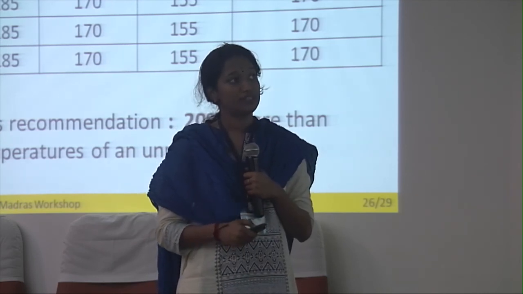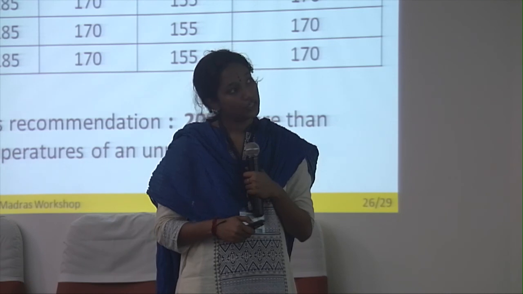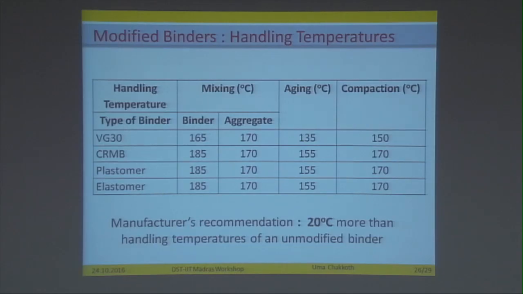AASHTO R30 specifies short-term aging for mixtures, which is essentially keeping the mixture after mixing in an oven at 135 degrees Celsius for 3.5 hours, after which it was raised to the compaction temperature which we got using the equiviscous concept. We allowed the mixture to stay at 150 degrees Celsius in an oven for half an hour. So, that is what we used for VG30.